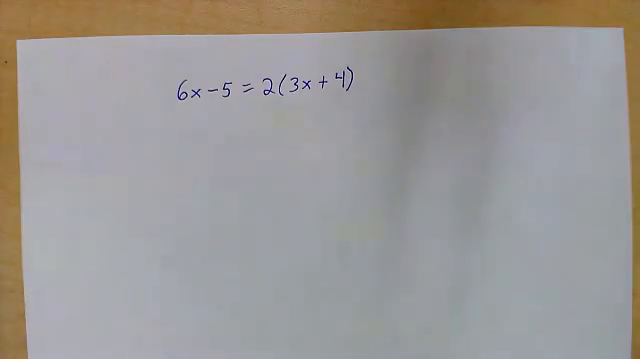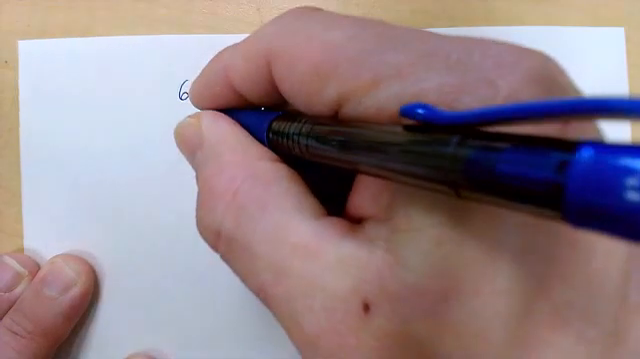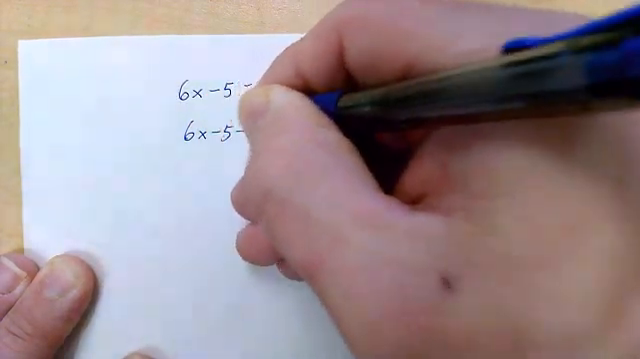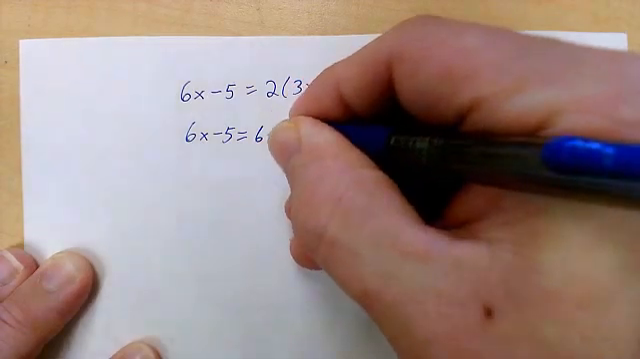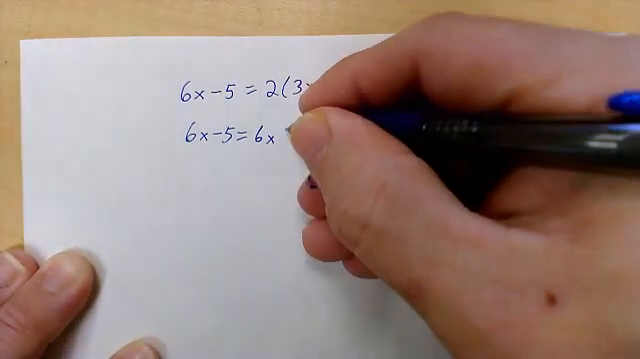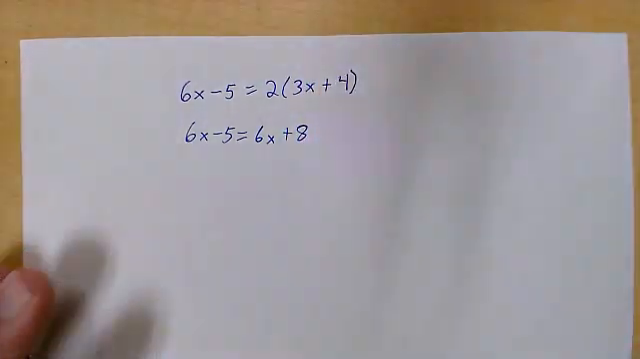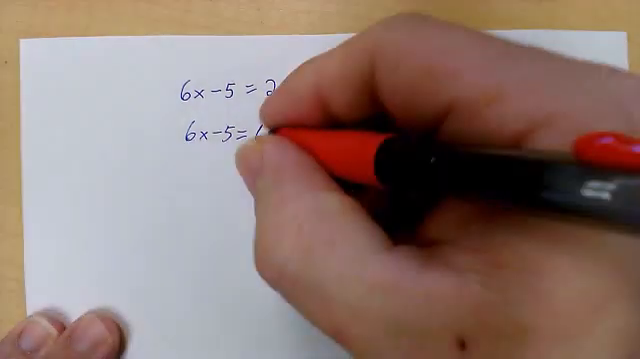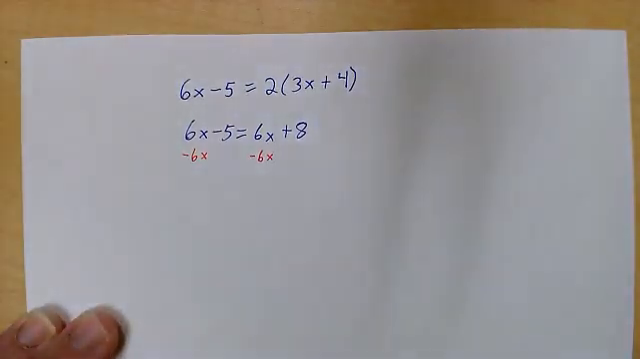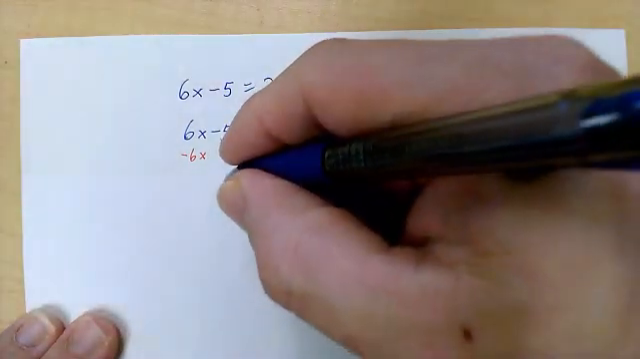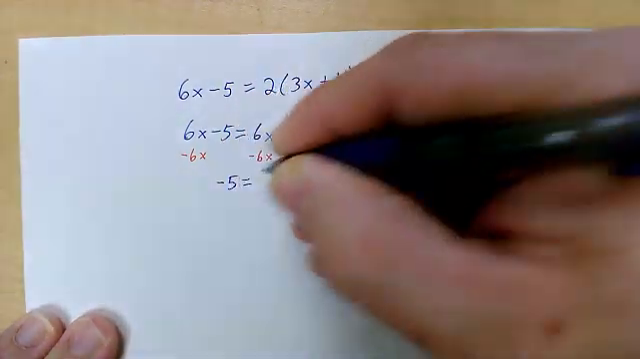All right, and here's my last example. It's going to end up being another unique solution, so let's see what happens. If I go ahead and distribute the 2 on the right-hand side of the equation, 2 times 3x is 6x, 2 times 4 is positive 8. It's not identity property, but you will see that the minus 6x will cancel the x's out of the equation, and you'd be left with negative 5 equals 8.